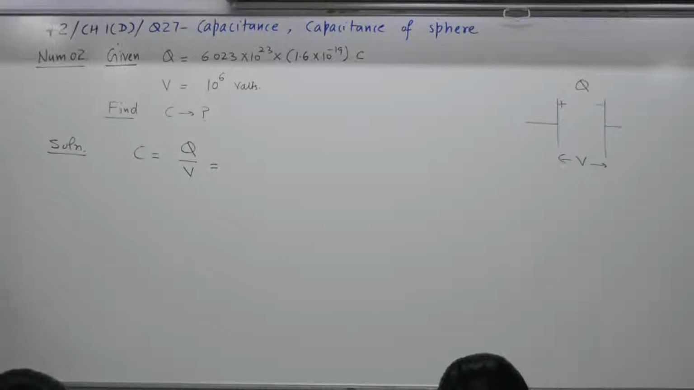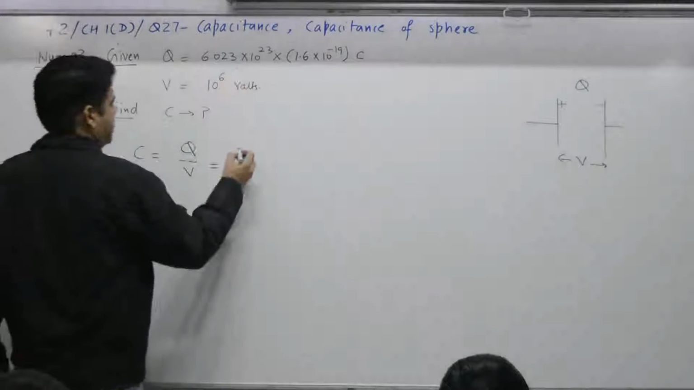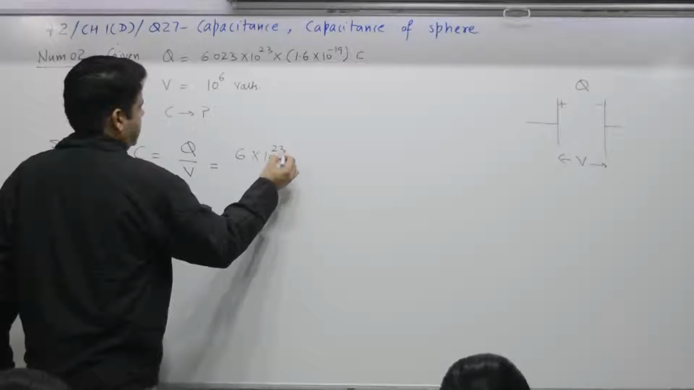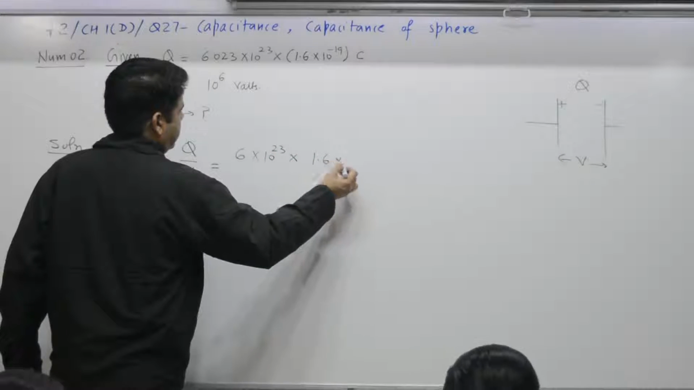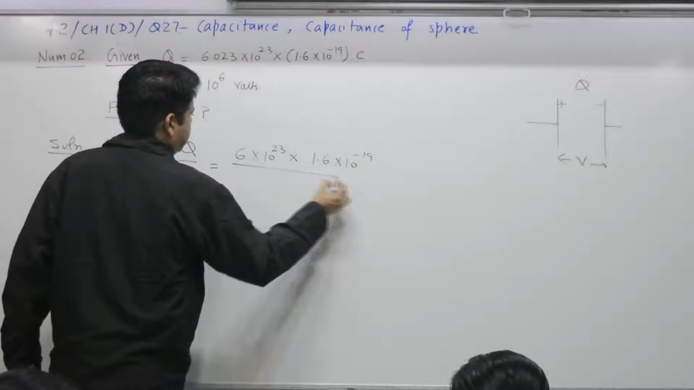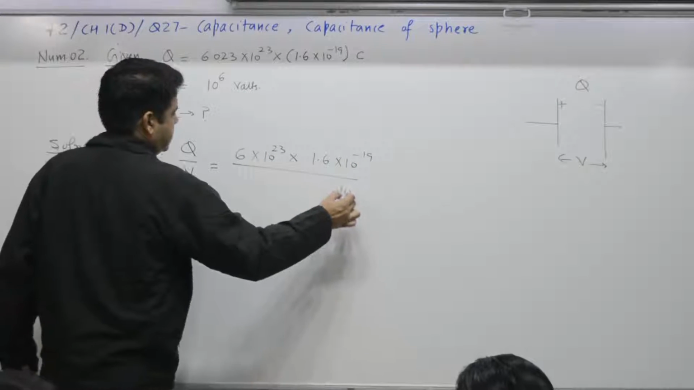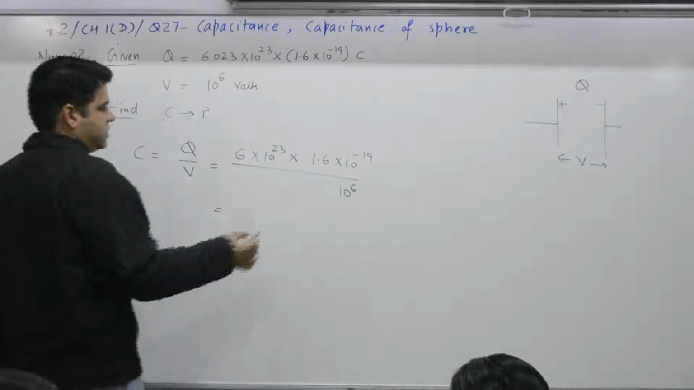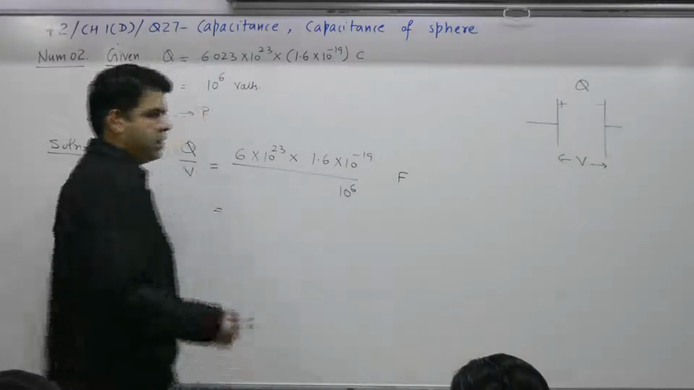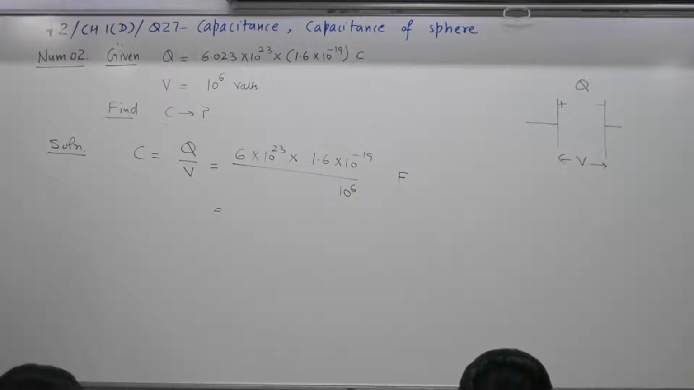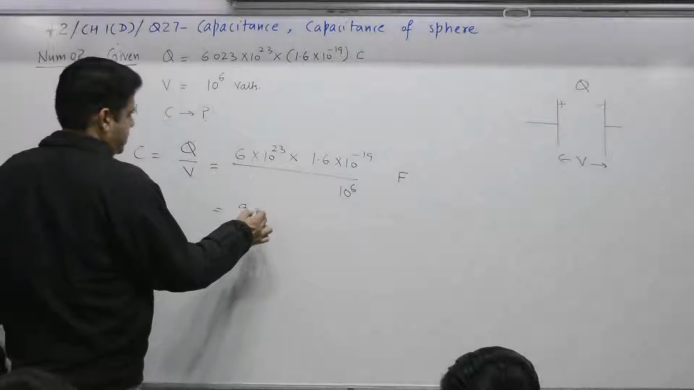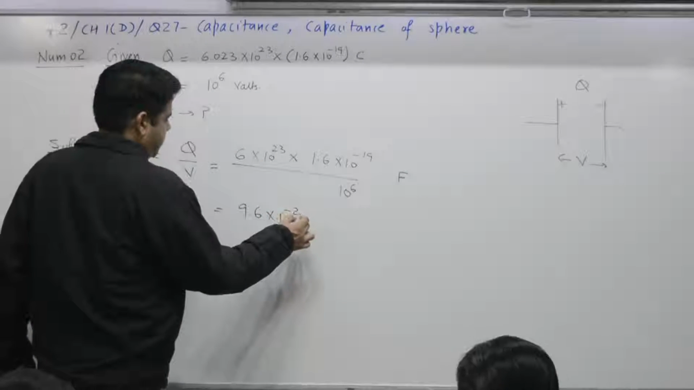Charge is given to you. You can write approximately 6 into 10 to the power 23, 1.6 into 10 to the power minus 19 divided by voltage 10 to the power 6. Units, farad, capital F. 9.6 into 10 raised to the power minus 2.